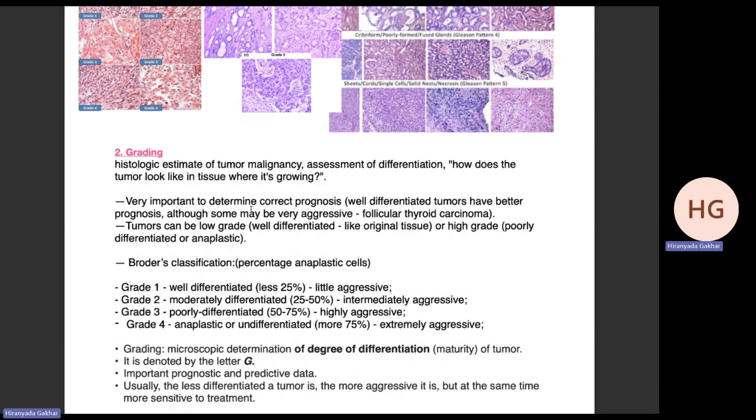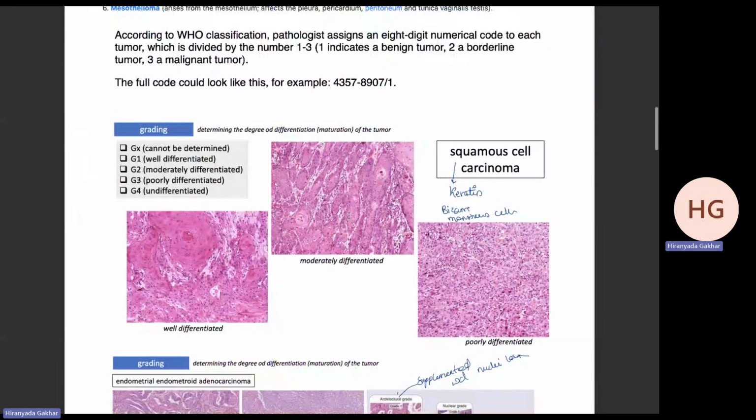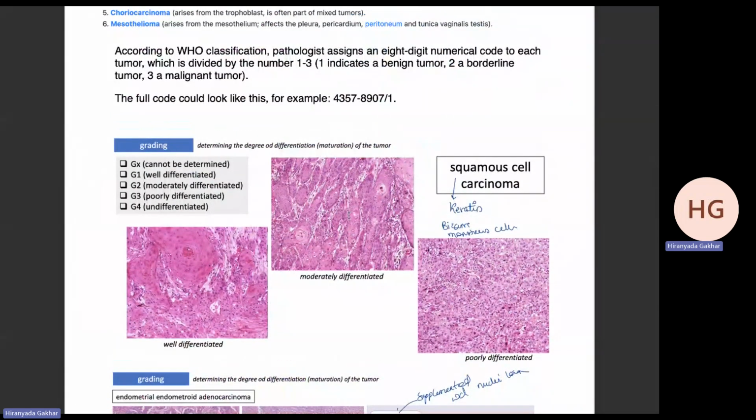This is important to determine the correct prognosis of the tumor. So what will the future of a patient who gets such a tumor look like? And it also tells us how aggressive the tumor will be. So if we look here at certain examples, when we grade a tumor, we classify them by the letter G. So, G1 is a tumor that's well differentiated.